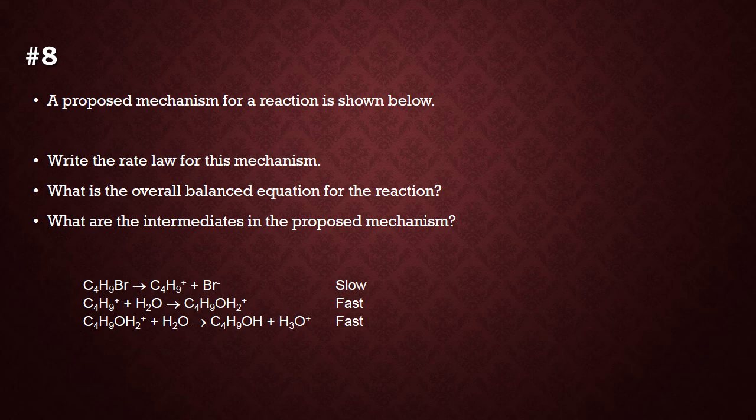This is a proposed reaction mechanism below here. And remember, for reaction mechanisms, we can use the elementary steps to write a proposed rate law. And the elementary step has to agree with the slow step. So our rate law for this reaction should be: the rate is going to be equal to k times the concentration of C4H9Br to the first power, because this is the only time you can use coefficients.